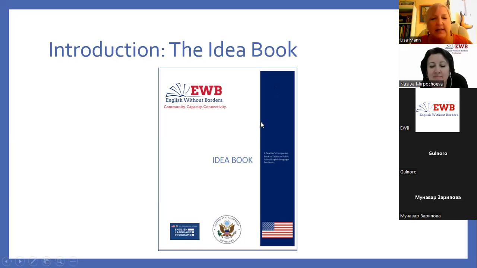Now, the textbooks in Tajikistan at the moment are focused very heavily on reading activities and reading comprehension. So many of the workshops that we did were about how to teach reading effectively, how to do pre-reading activities, while-reading activities, post-reading activities. So many of the ideas we have are about how to teach reading. So let's take a look at the book itself.